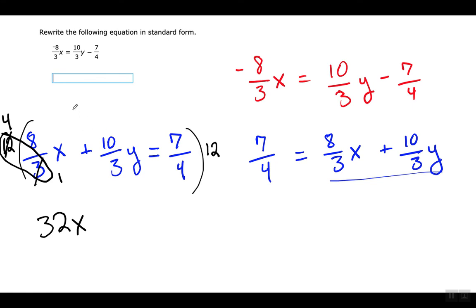Over here, I'm multiplying this by 12. Alright, so again, what's 12 divided by 3? 4. 4 times 10 is 40. So I got 40y. On this side, the intelligent way is to do 12 divided by 4. 12 divided by 4 is 3. 3 times 7 is 21.